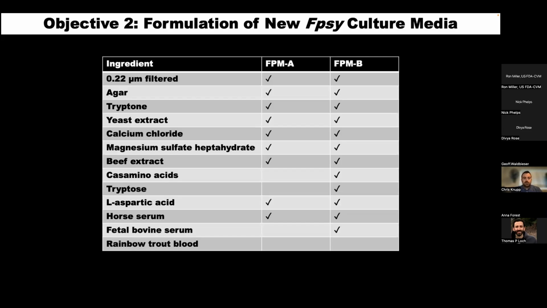So based on those results, I produced 2 final media types to test, which I've been calling FPMA and FPMB. FPMB contains all the components at the concentrations I showed in the previous figure, while FPMA omits the statistically significant medium components that were suggested to be incorporated at the lower concentration. And because rainbow trout blood did not significantly affect growth and is difficult to acquire, it was omitted from both new media types.